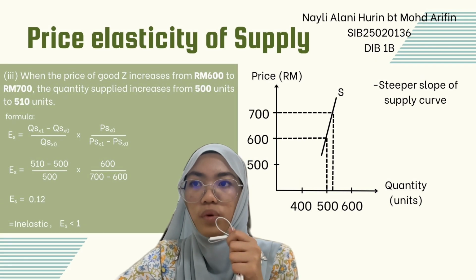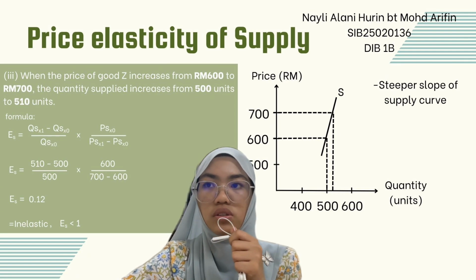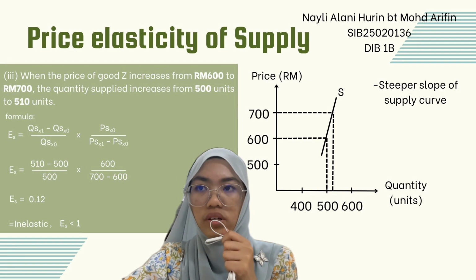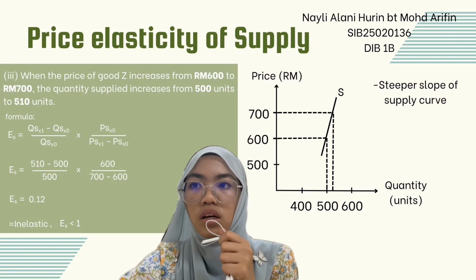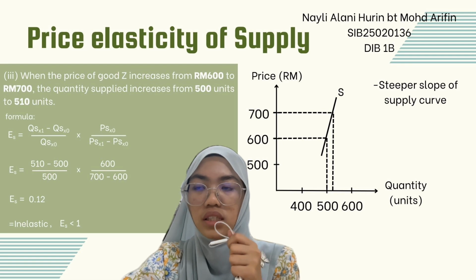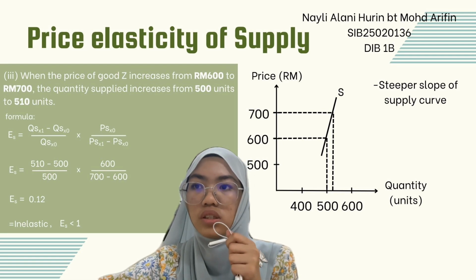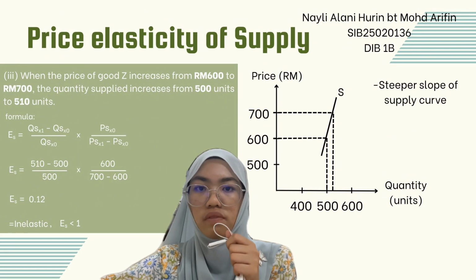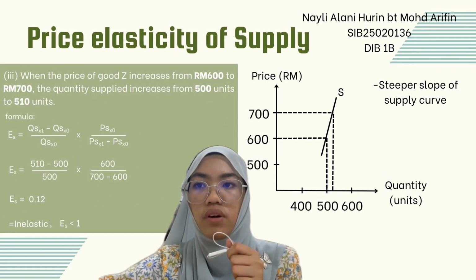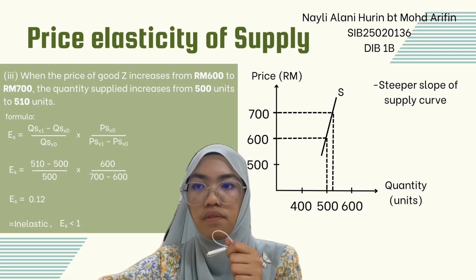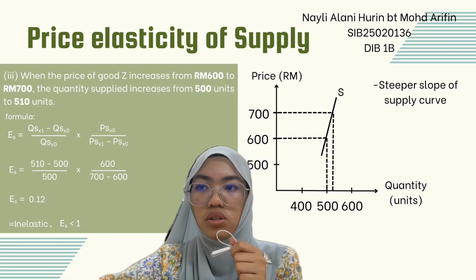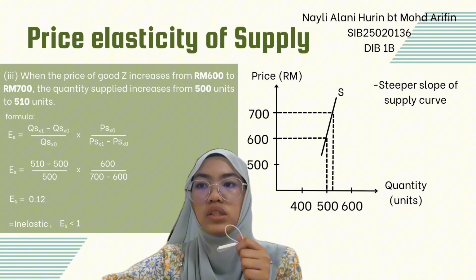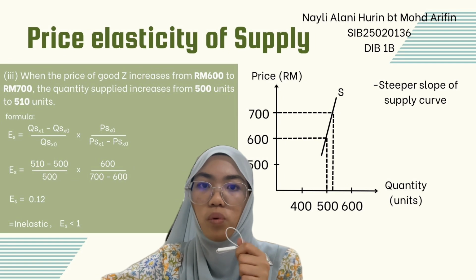For number 3, when the price of good Z increases from 600 to 700 ringgit, the quantity supplied increases from 500 units to 510 units. The formula is the same as the last two questions, and it's 510 units minus 500 divided by 500 times 600 ringgit divided by 700 ringgit minus 600. We'll get 0.12 for the elasticity, and it is inelastic, which happens when the elasticity is below 1.